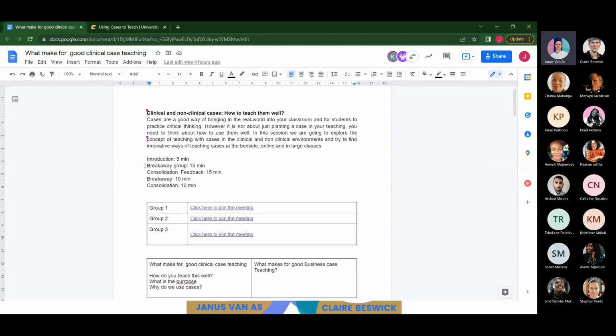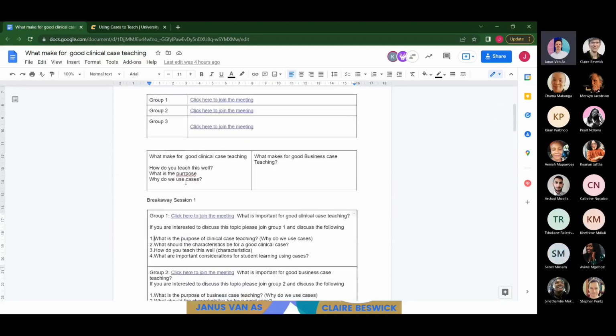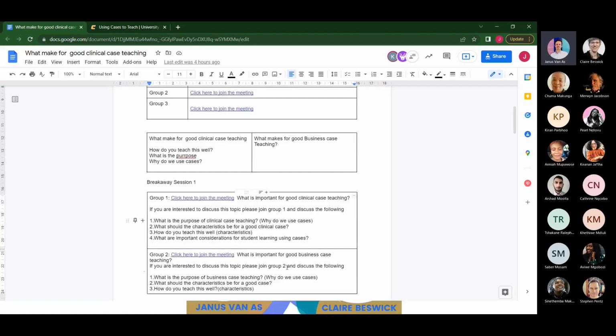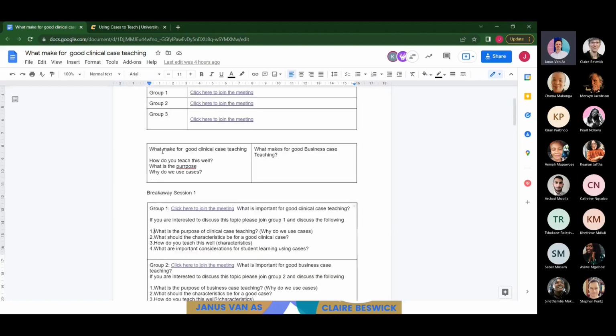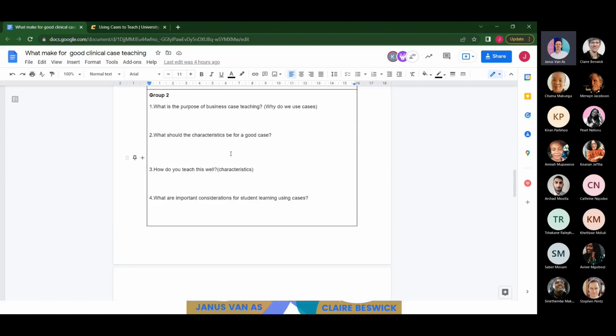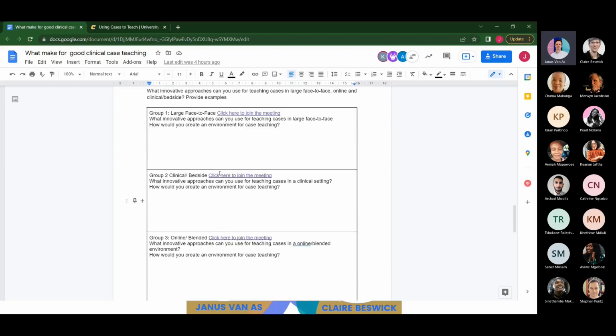The breakaway groups would be 15 minutes. So you have 15 minutes to discuss in either group 1 or group 2, whichever you want to join. After that, we'll come back, consolidate, and have a discussion around what you've discussed. Then we'll do the second breakaway, which, as Claire mentioned, is around coming up with innovative approaches for the different types of case teaching.